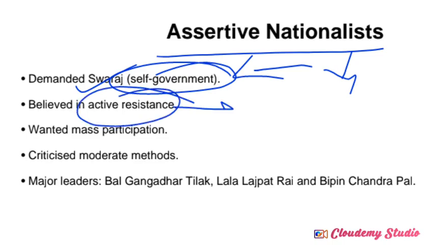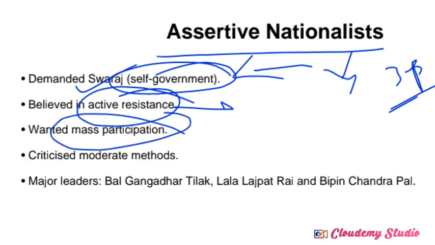The early nationalists followed the 3P method. What is that 3P method? Protest, prayer, petition. These kinds of peaceful methods were followed by them. Here, the assertive nationalists believed in active resistance. Whatever policies and restrictions were imposed by the British government, they decided to oppose all of them. That we call active resistance.